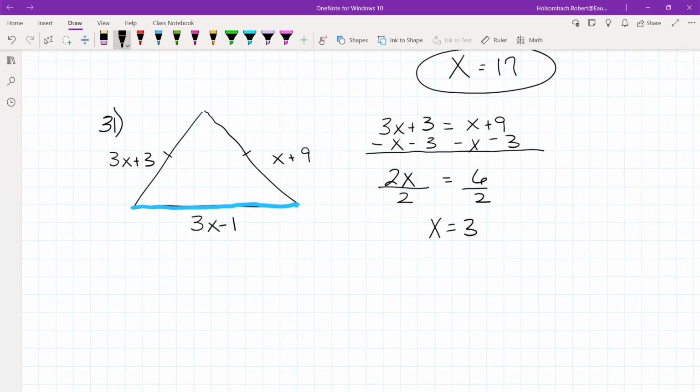So if we know what x equals, we go back to the expression for the base and we substitute. So we do 3 times 3 minus 1. So 9 minus 1 equals 8. So there's the length of the base.